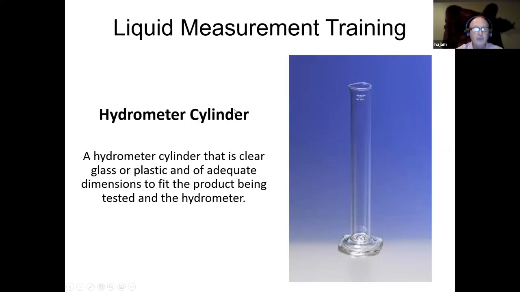You're also going to need a hydrometer cylinder. It's typically clear, glass or plastic. I would recommend glass. Plastic seems to become stained and gets dull looking. You can't really see through it. And make sure that it's tall enough to handle your hydrometer. And so you'll see in a minute how we utilize that depth to immerse our thermohydrometer in to get a reading of gravity.